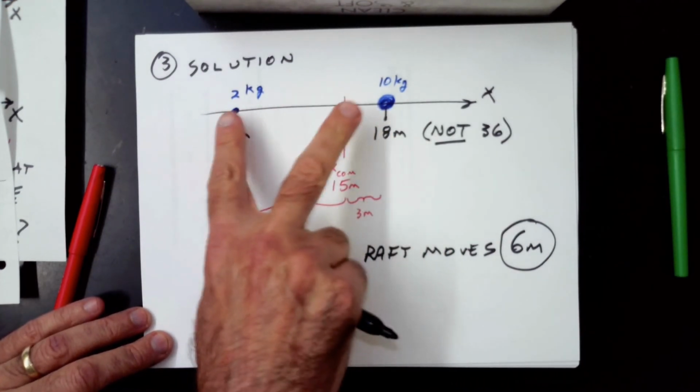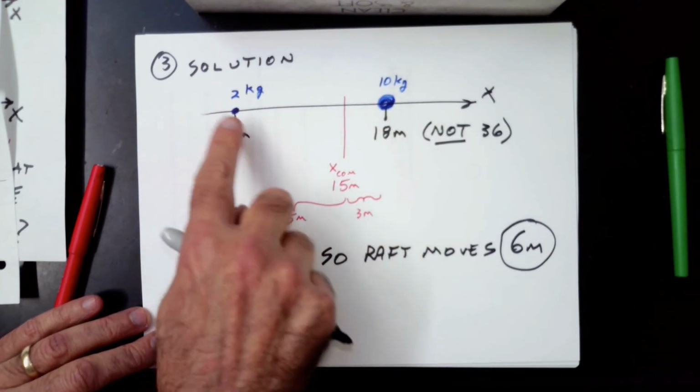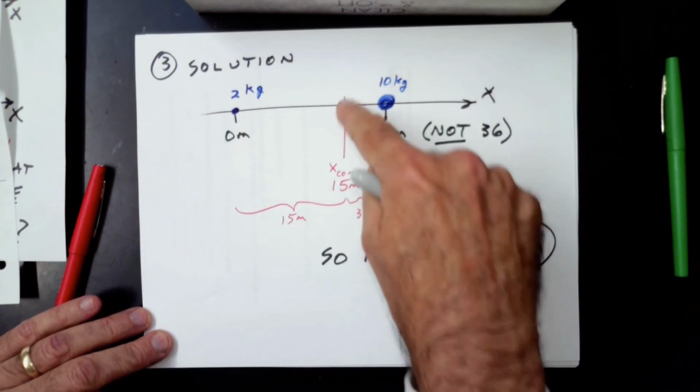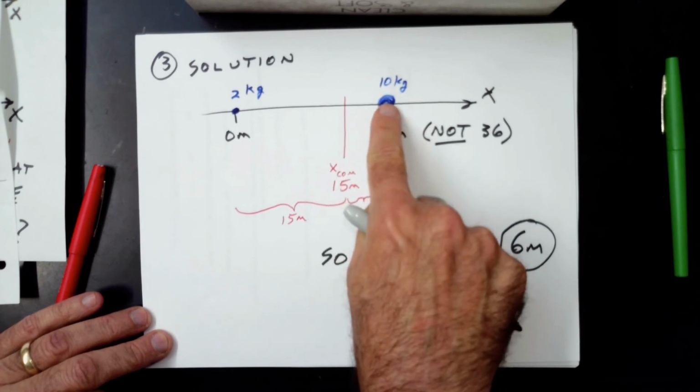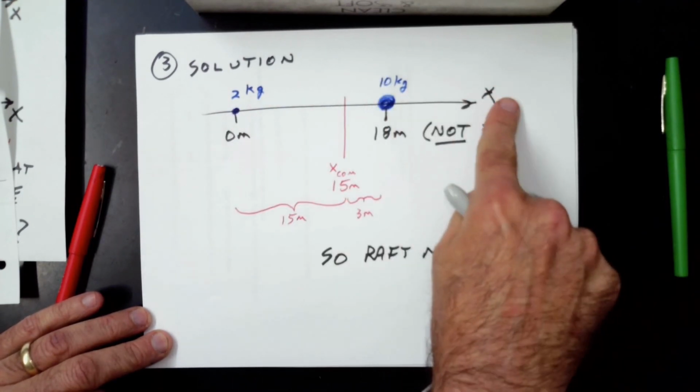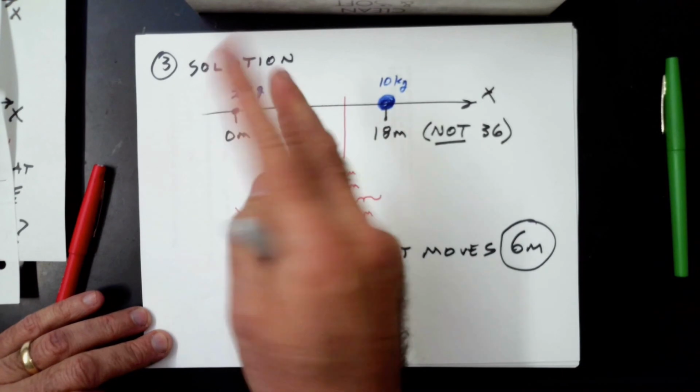And then the car goes, they basically switch their positions. The raft moves left, the car moves right. How do I know they switch? Because the center of mass can't change. So the raft moves over here, the car moves all the way to the end. They're still 18 meters apart, so basically they switch.